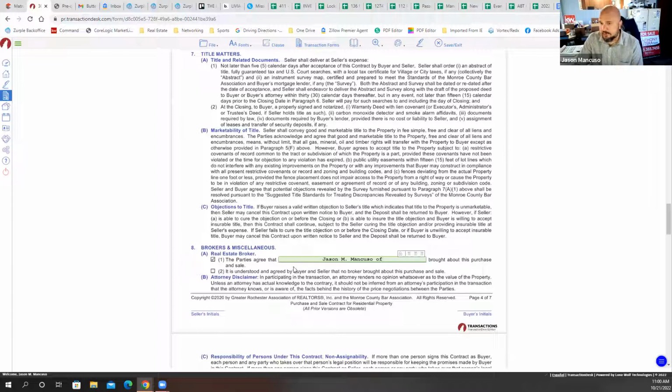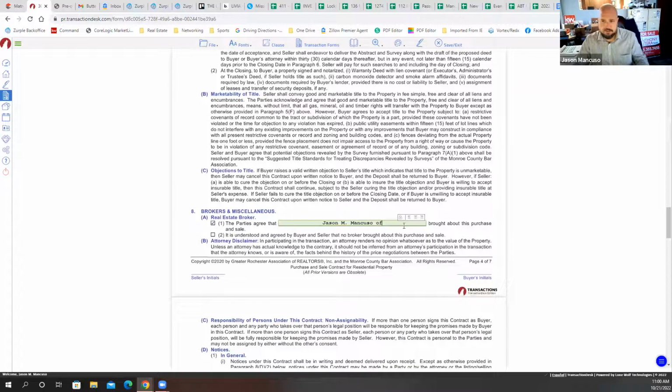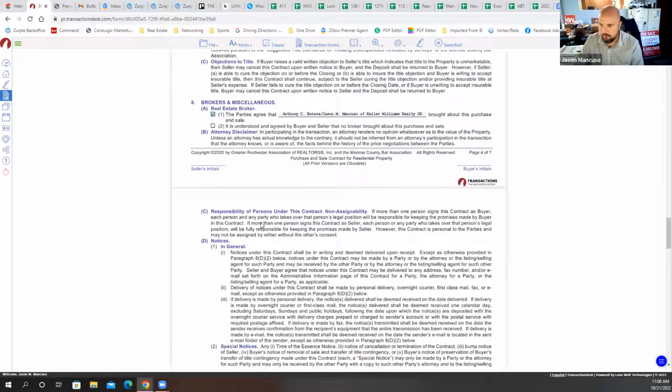Brokers, that's miscellaneous. This is stuff that needs to be filled in. I messed up, so usually we will have this filled in for you, but you're going to want to have Anthony and yourself as the person. The parties agree that Anthony Butera, Jason Mancuso of Keller Williams Realty GR brought about this purchase and sale. Or we wouldn't be involved with item number 2 here, but if you have this checked, then that means you're not a broker or a realtor to the transaction.